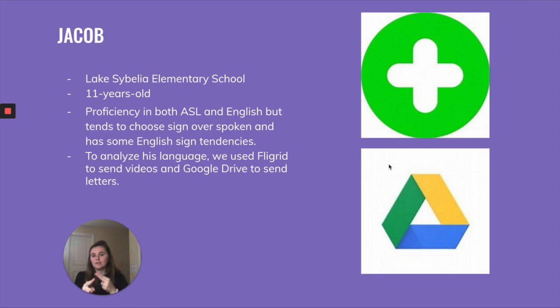My pen pal's name is Jacob, and he goes to school in Orlando named Lakeside Belia Elementary School. He's in 4th grade and he's 11 years old. He's proficient in English and ASL, but tends to choose sign over spoken. And he has some English sign tendencies, which is also called Signed Exact English.